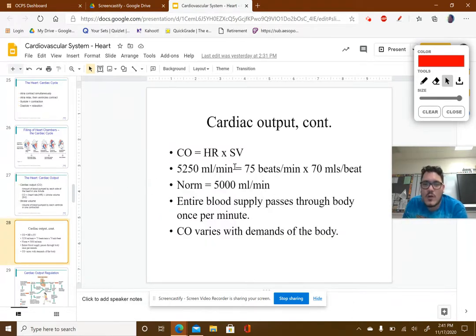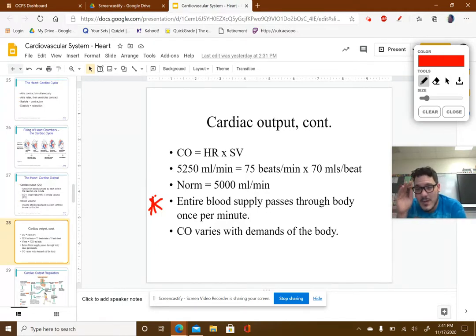Here we get an example of what cardiac output could look like. Obviously, if I don't give you the actual number, you will just have to multiply the two, right? Heart rate times stroke volume. The norm is something around 5,000 mL a minute, which is the equivalent of 5 liters a minute. And that sounds like a ton, but that makes sense because the entire blood supply is going to pass through the body once per minute.